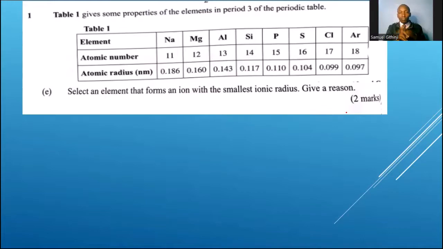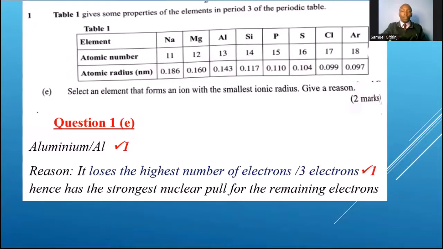Leave alone silicon, because it's a metalloid. So let's think about the first 3. If you reason like that, aluminium, that is element number 13, will be the one forming the smallest ions. So the answer was aluminium. The reason: it loses the highest number of electrons, 3 of them, hence has the strongest nuclear pull for the remaining electrons. As simple as that.